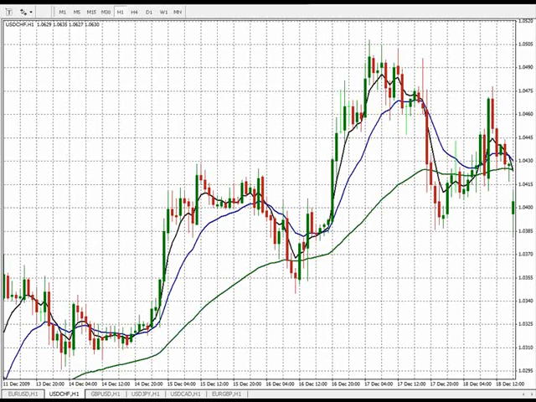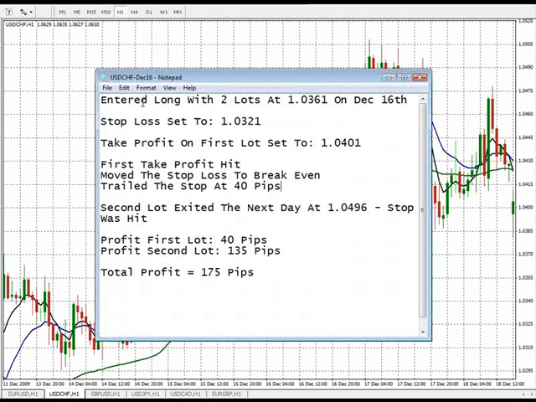And just to take a look at the data from the trade, we entered long with 2 lots at 1.0361 on the 16th of December. Our initial stop loss was set to 1.0321, and our first take profit was at 1.0401. The first take profit was hit a couple of hours later. At that point, we moved the stop loss to the break-even point, and we trailed the stop at 40 pips.